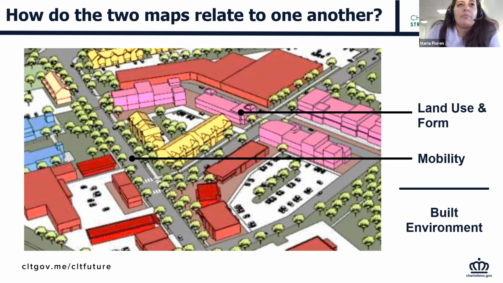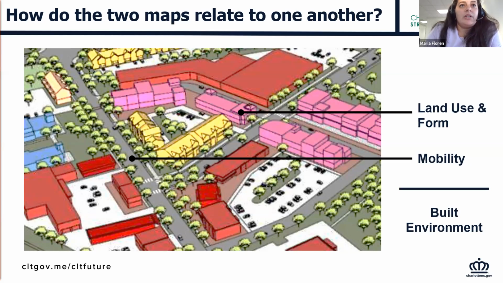The Charlotte Future 2040 policy map and the Charlotte Streets map will both help implement the vision for the Charlotte Future 2040 Comprehensive Plan, and they'll accomplish this by informing how our built environment evolves and changes over time. The built environment includes both land use and transportation related characteristics, so each map provides supporting information about the places that we want to create.